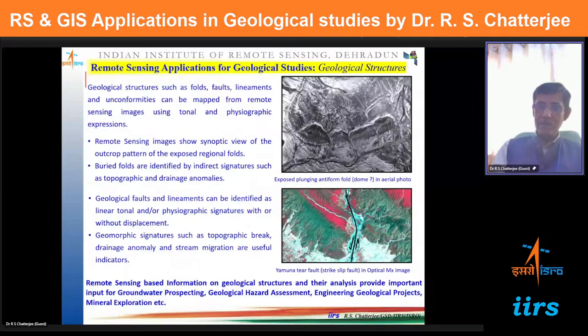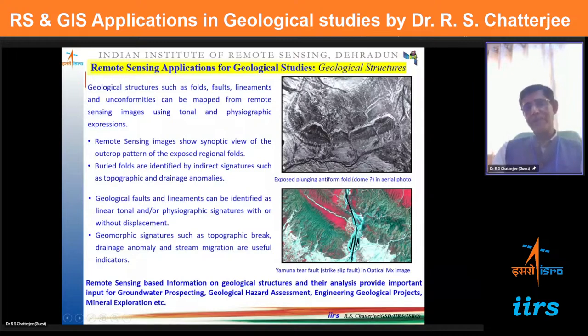But if we have a remote sensing image, then from this image we can interpret broadly. Now, if we do selective ground truthing, then we can calibrate it. Okay, and this way we can have much more refined information, a much more refined understanding about the geometry of the fold.